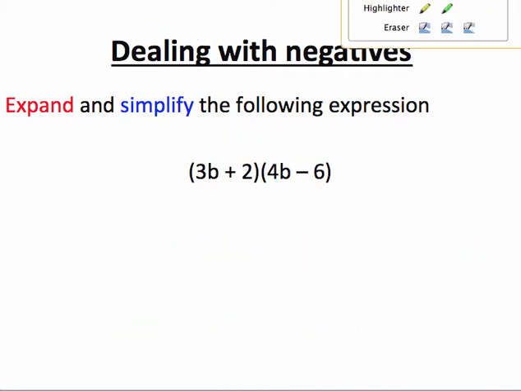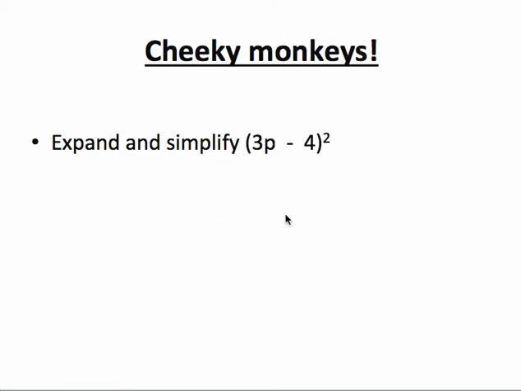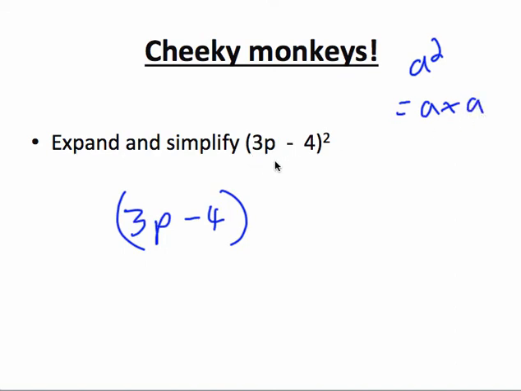Now there are a couple of examples in there that you can try, and I will leave them for you. The one little tricky one that they sometimes give you is a bracket to the power of 2, and they might think, oh my goodness, what do I do here? But as we know, if it's the power 2, it's just 3p minus 4 multiplied by itself, because a squared is a times a. So 3p minus 4 to the power 2 is just going to be 3p minus 4 multiplied by 3p minus 4.